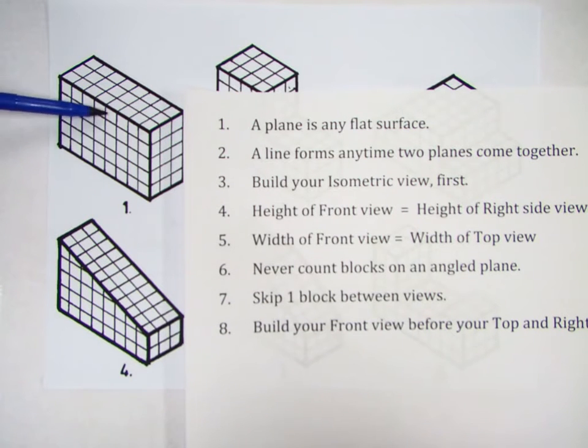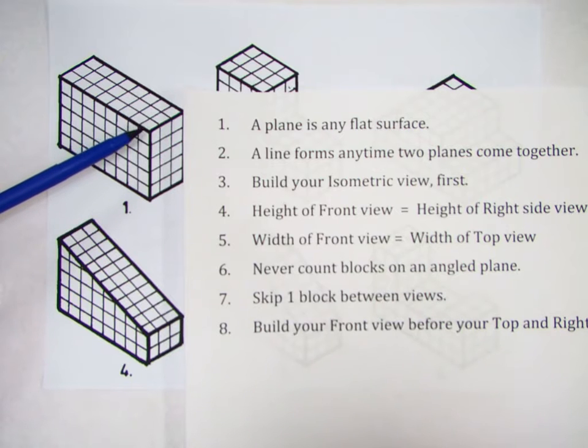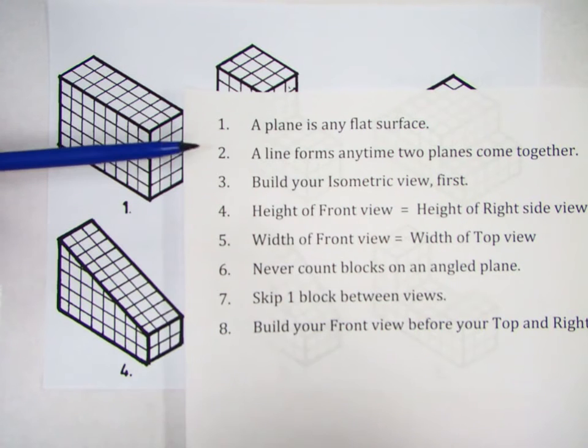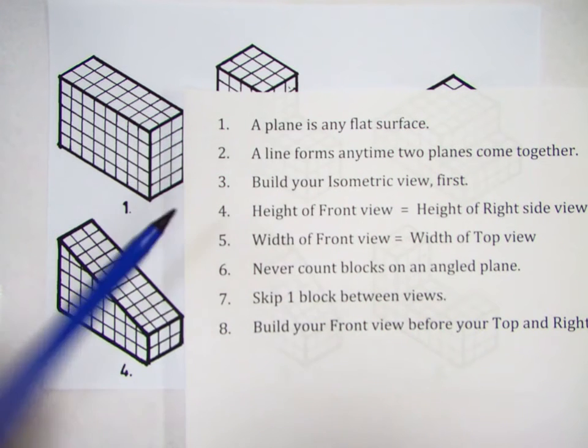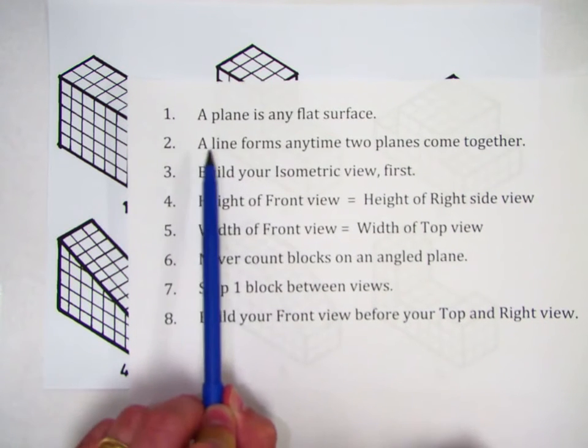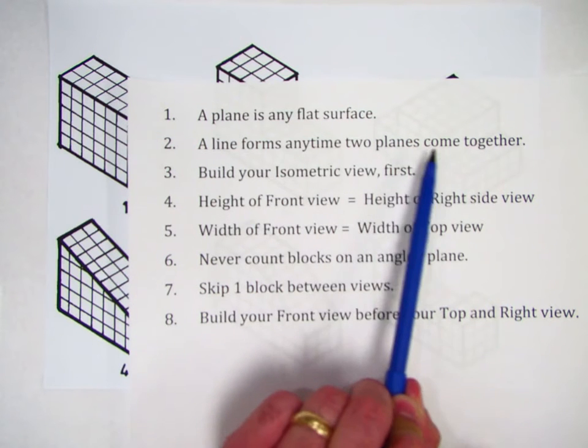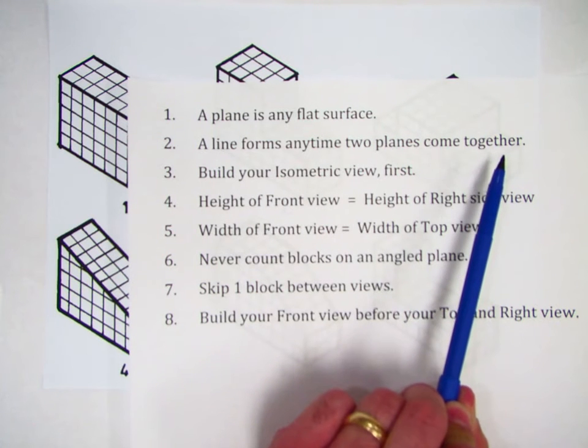So if this plane here is going to intersect this plane here, they're coming together, they're hitting each other, a line is going to form. Now that may seem very basic, it may seem very simple, but that is extremely important to remember as we get to these more complicated objects. So the important point number 2 that you need to know: a line forms anytime two planes come together. Wonderful.